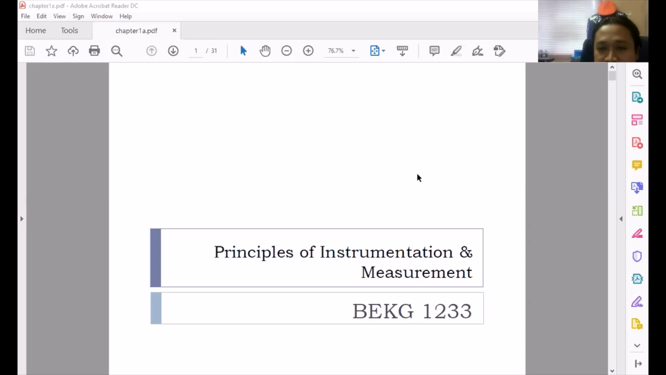Actually, principles means fundamentals or sometimes relate to theory, the background on instrumentation and measurement. That means on the device that we use to measure the quantity. In today's class, we just focus on the introduction of instrumentation and measurement.